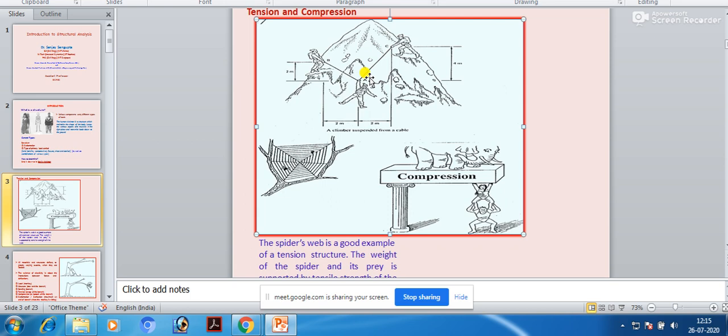And if the material of the rope cannot take this tension, then what will happen? The rope will break, and once the rope breaks, be it from this side or this side, this person will fall down. The total structural assembly will fall down. This is a very important part you should understand from the perspective of deformation.